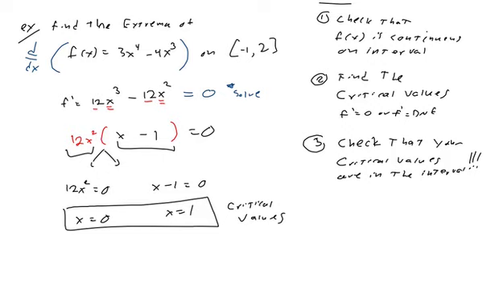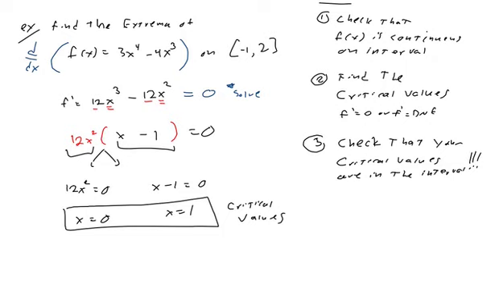You may find a whole lot of potential critical values. You may have 3 or 4 or 5 critical values in your situation. But the only critical values you care about are the ones between -1 and 2, the ones in your interval. So, are both of these in our interval? Yeah, that's fine. 0 is between -1 and 2, and 1 also. It's within the boundaries, so we're good for both.